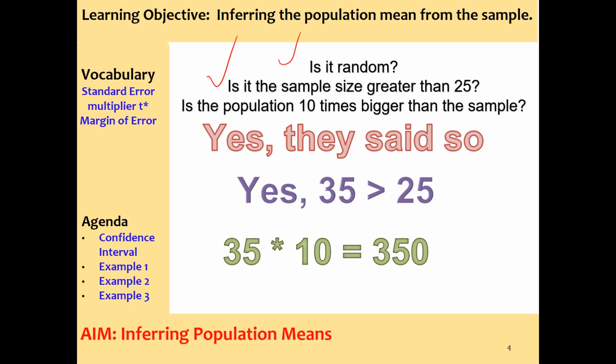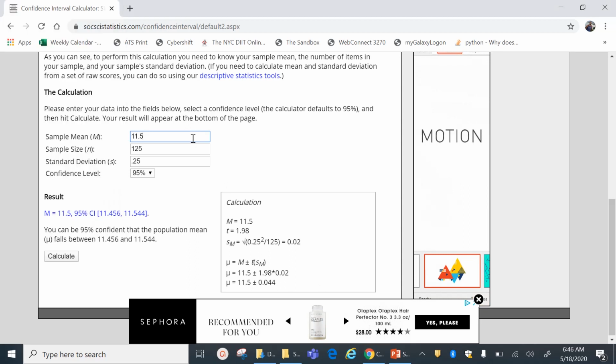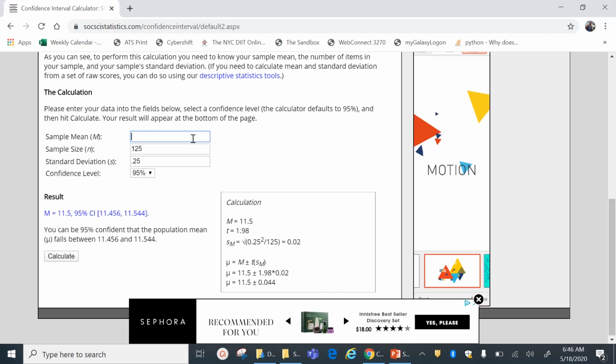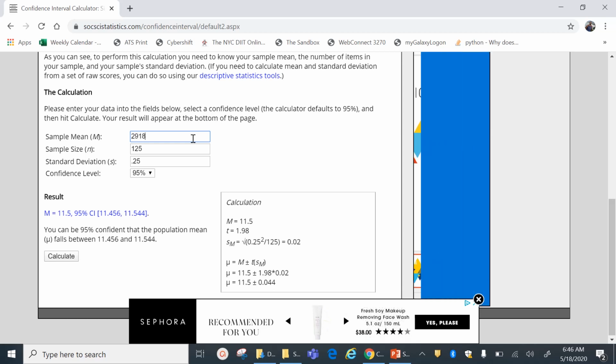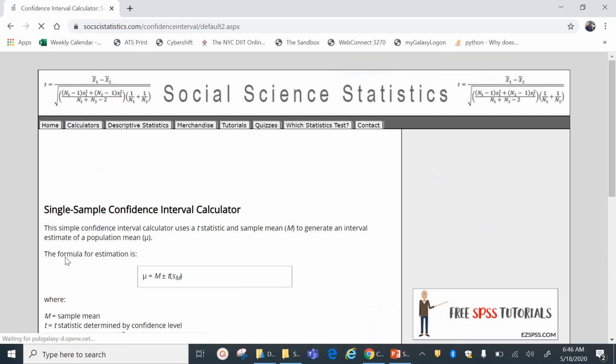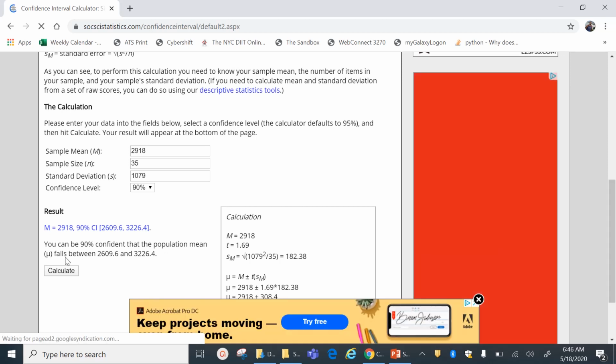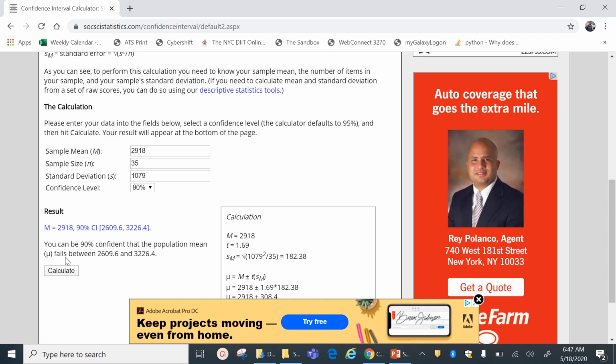So what I'm going to do now is my 90%. I'm going to go to my calculator. The sample mean was 2918, the sample size was 35, and the standard deviation was 1079. Let's do 90% first. So my confidence interval at 90% is between 2609.6 and 3226.4. Right?